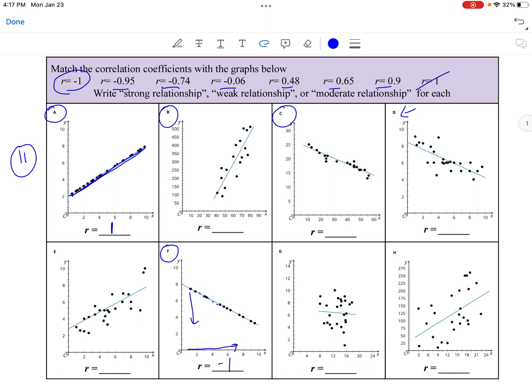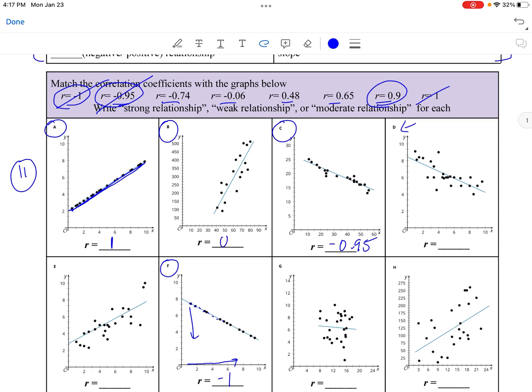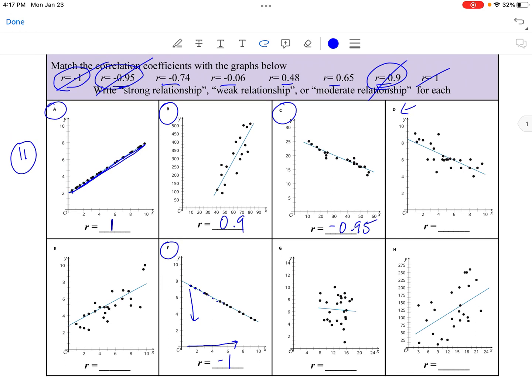I'm going to do this one. This is a very strong negative correlation. So what's the next strongest negative correlation? I would say that's probably C. And then maybe I'm going to do this one next. What's the next strongest positive correlation? I would say probably B. And then here's one. I'm going to do this one next.